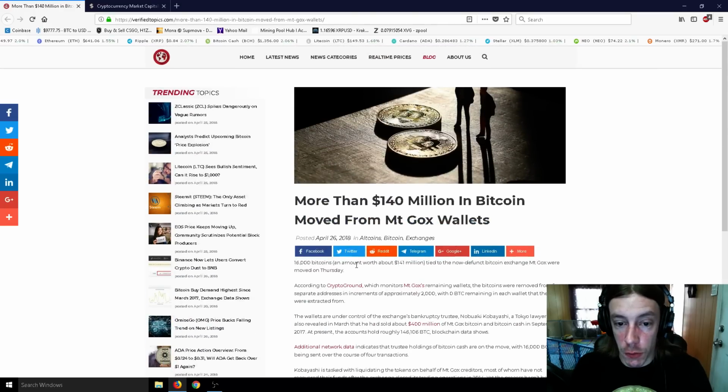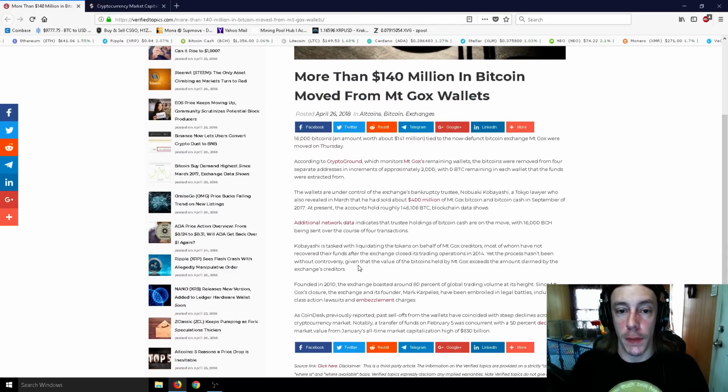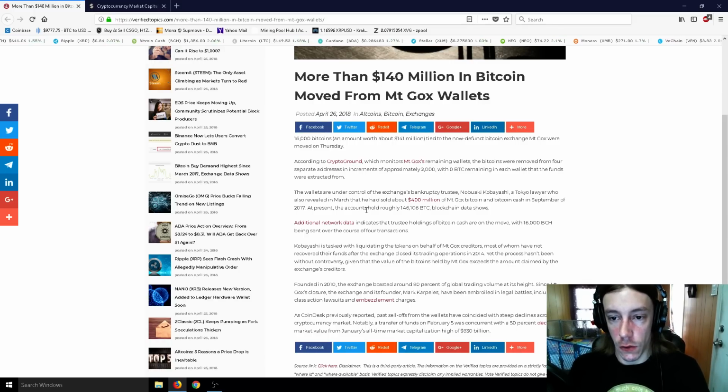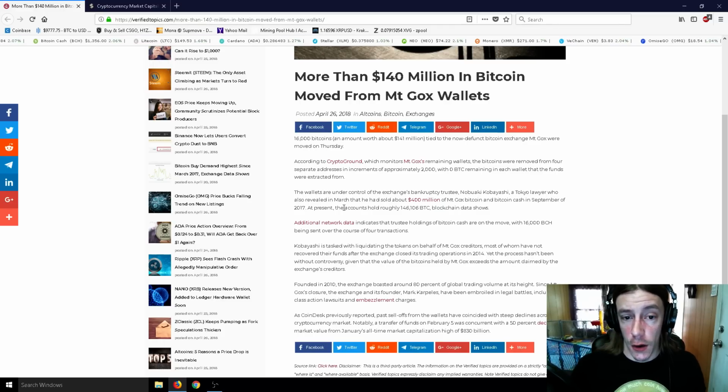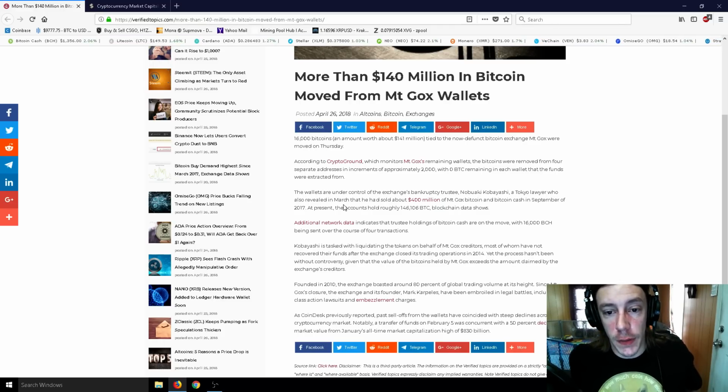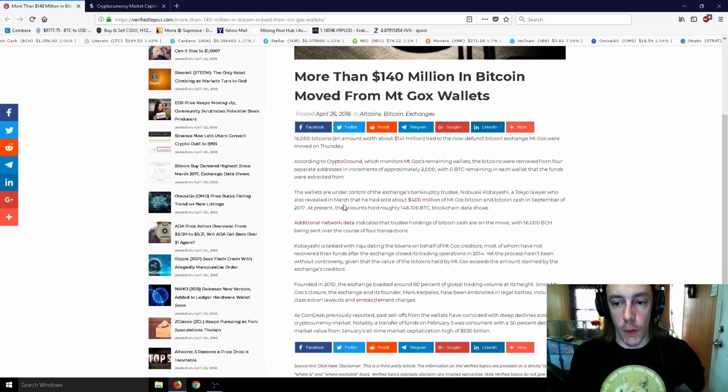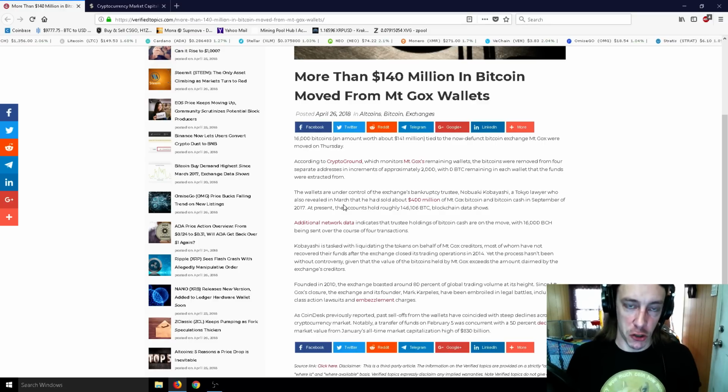I just want to talk about this one real quick. More than 140 million in Bitcoin moved from Mt. Gox wallets. So 16,000 Bitcoins tied to the now defunct Bitcoin exchange Mt. Gox were moved on Thursday, according to CryptoGround, which monitors Mt. Gox's remaining wallets. The Bitcoins were removed from four separate addresses in increments of approximately 2,000, with zero Bitcoin remaining in each wallet that the funds were extracted from.